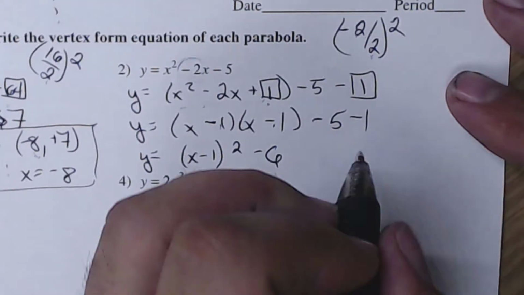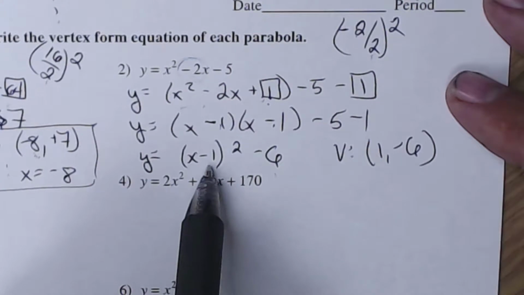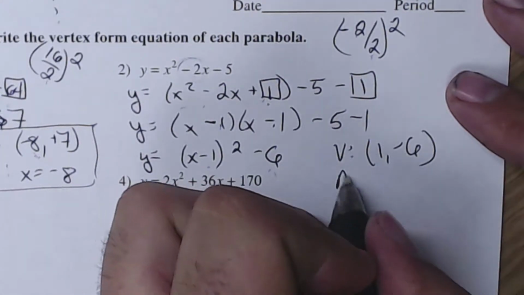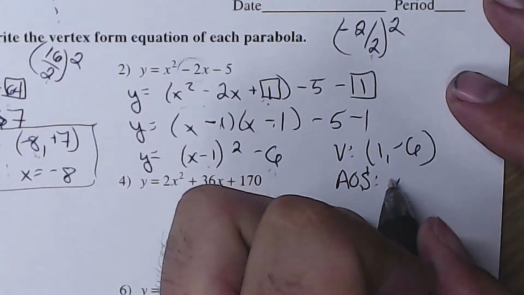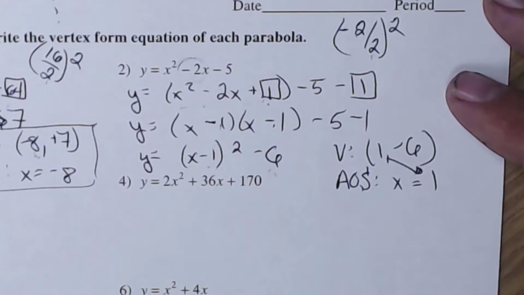Doing pretty well. Now let's find our vertex. That's a 1, negative 6 this time. If it's coming out of the parentheses, it's the opposite of that. And our 6 stays the same. Axis of symmetry, x equals that 1. Awesome. Let's make this more complicated.